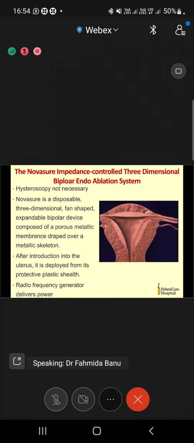Another method is the NovaSure impedance-controlled 3-dimensional bipolar endometrial ablation system. In this, hysteroscopy is not necessary. It uses a disposable 3-dimensional fan-shaped expandable bipolar device composed of a porous metallic membrane draped over a metallic skeleton. After introduction into the uterus, it is deployed from its protective plastic sheet. Through a radiofrequency generator, the current is passed.